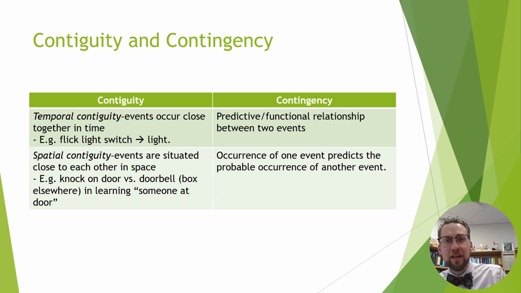Contingency means that there is a predictive or a functional relationship between two events. And that means that the occurrence of one event will predict the probable occurrence of another event. So, for example, if I blow a puff of air into your eye, you're going to blink. That's a contingency. I can predict that is almost certain to happen.